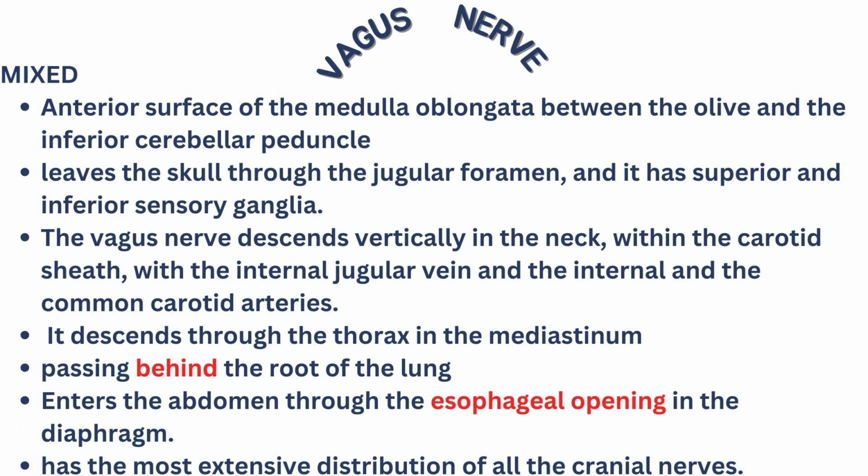The vagus nerve is also a mixed nerve and it descends vertically in the neck within the carotid sheath, together with the internal jugular vein and the internal carotid artery. It then descends through the thorax and the mediastinum, passes behind the root of the lung, and enters the abdomen through the esophageal opening in the diaphragm. The vagus nerve has the most extensive distribution of all the cranial nerves.